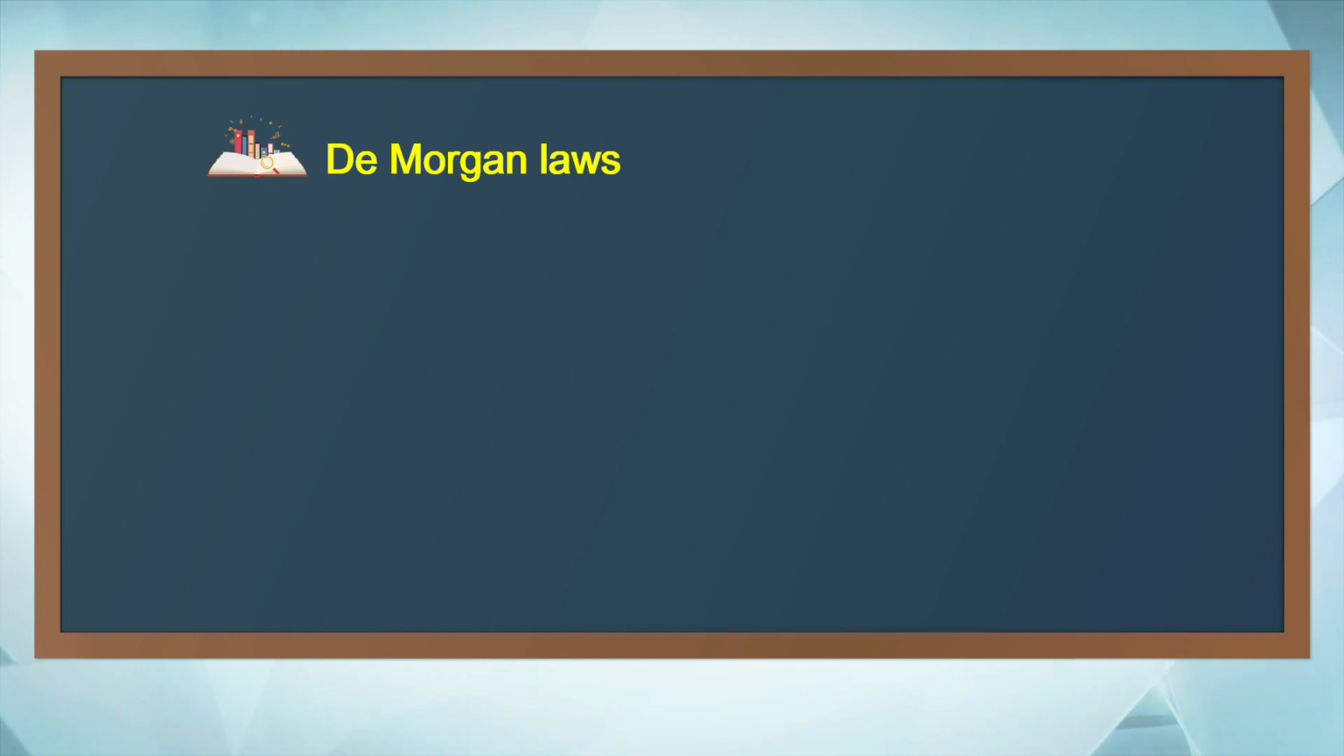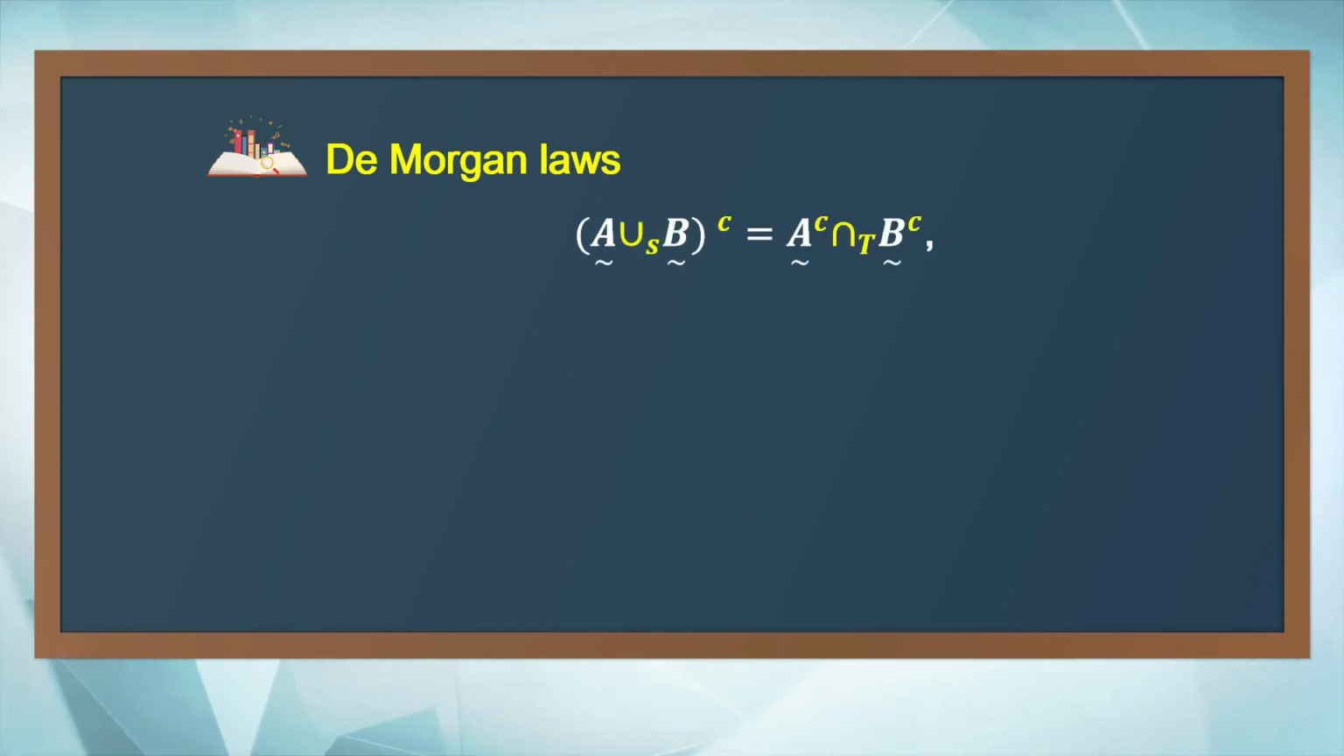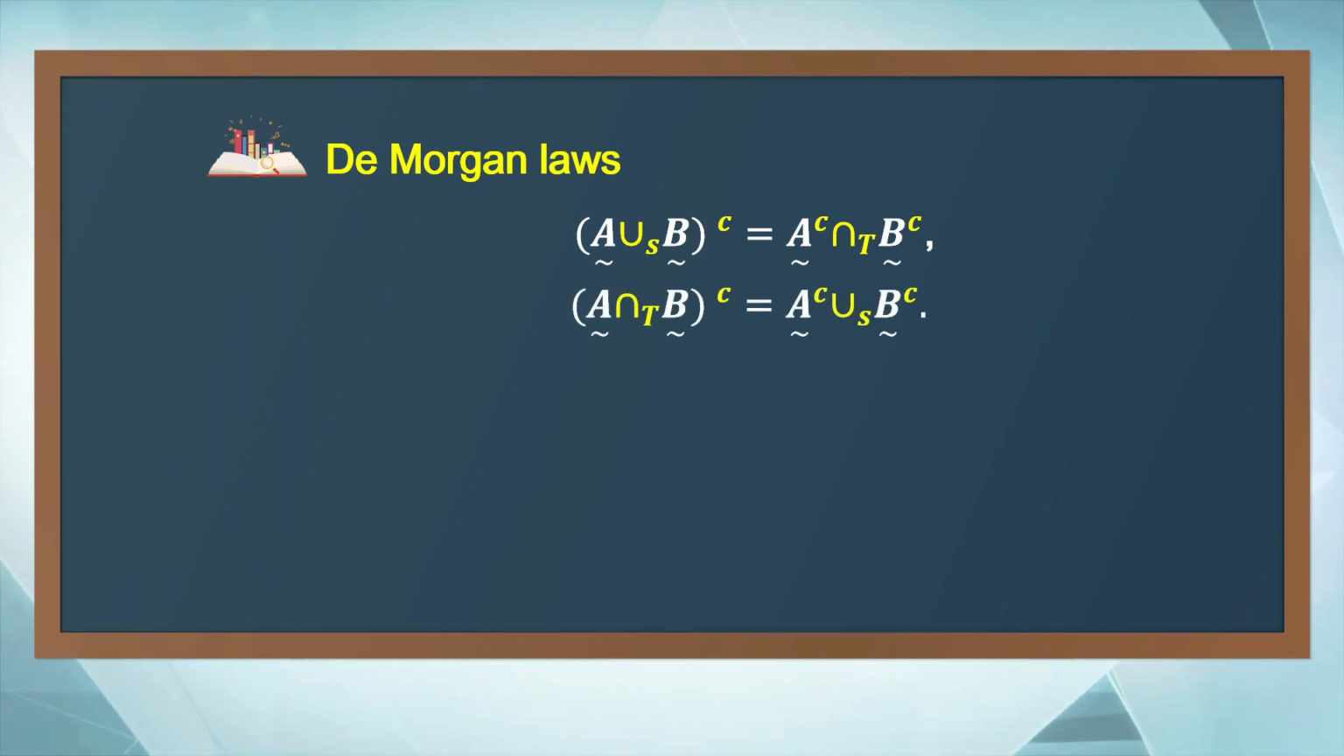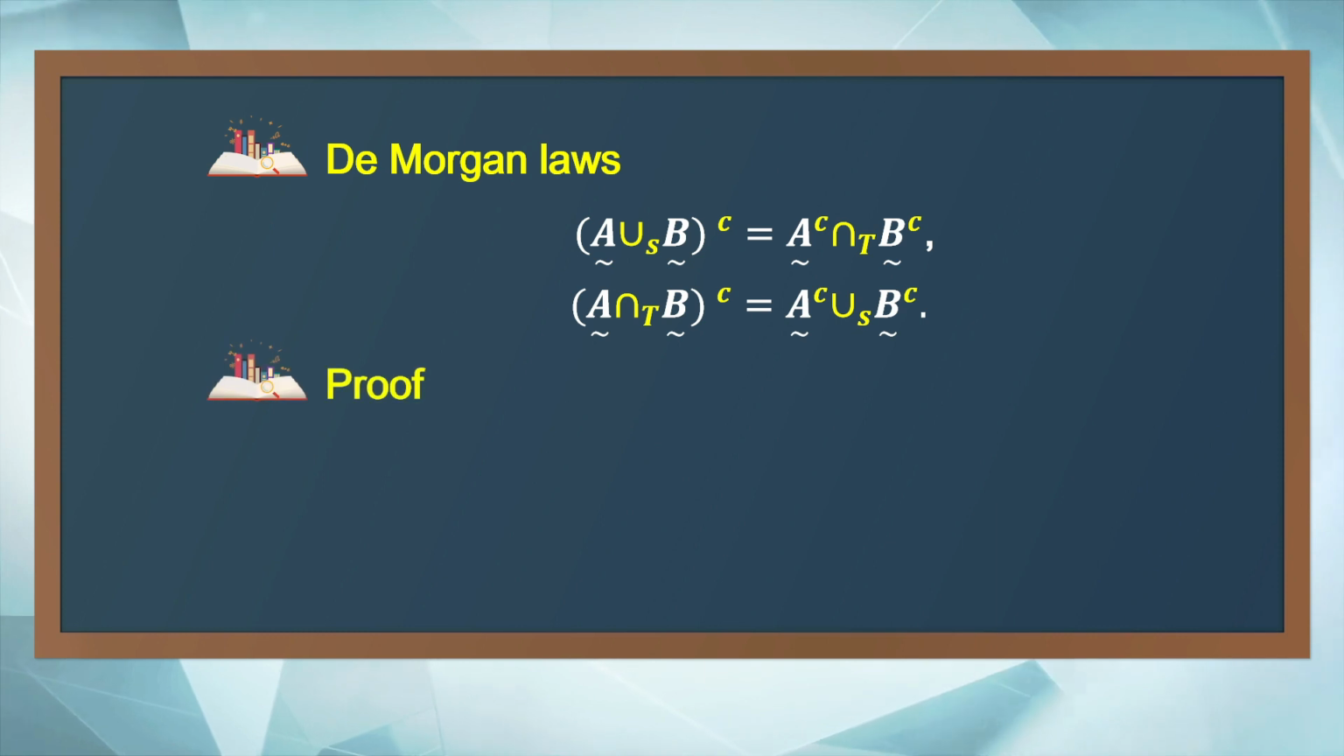Lastly, De Morgan laws. The complement of the generalized union equals the generalized intersection of the complements. The complement of the generalized intersection equals the generalized union of the complements. We will prove the first De Morgan law.